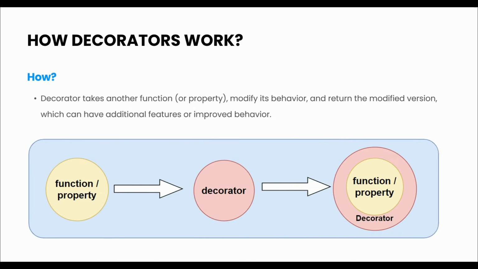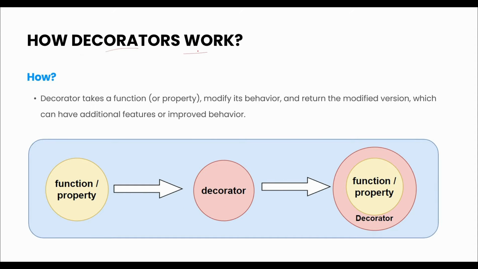So to better understand this definition, let's see how decorators work. A decorator takes a function or property, then modifies its behavior and returns the modified version, and that modified version will have additional features or improved behavior. For example, let's say this is our function or property. Now if we add a decorator with it, then our function will be wrapped under the decorator, which means at runtime, our function will have this decorator's capabilities as well. So that's why in the definition, we said that a decorator adds additional capabilities to methods and properties. Now I think you have a fair understanding of what decorators are and how they work.